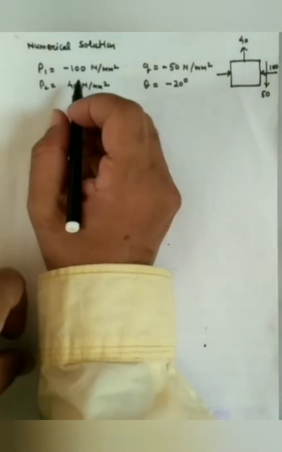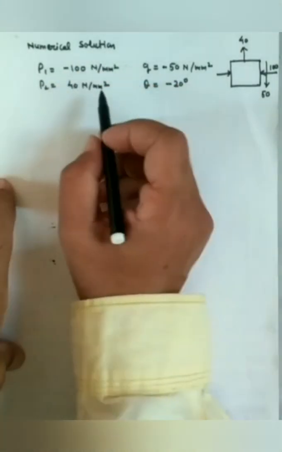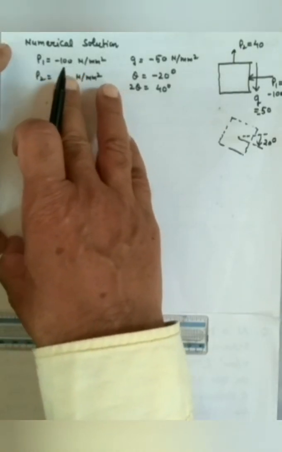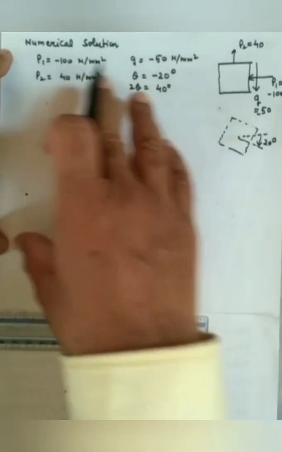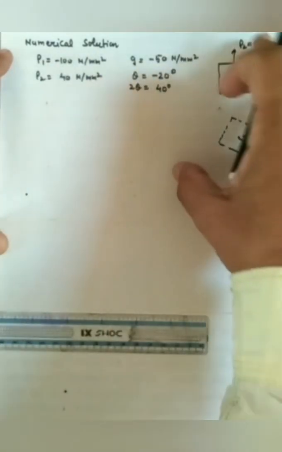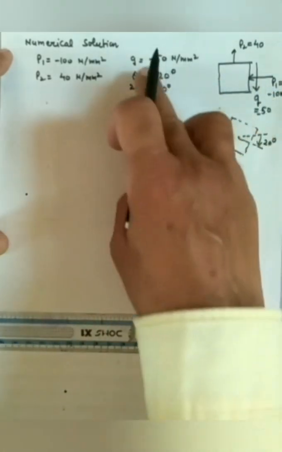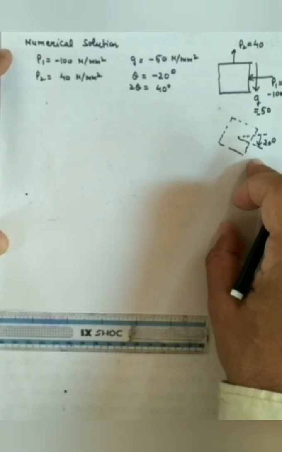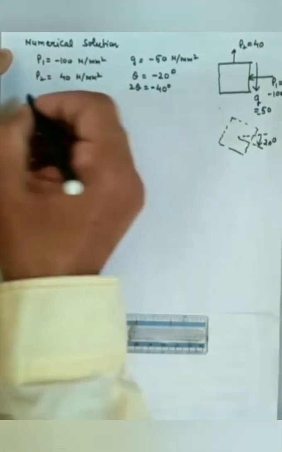So let us now find the numerical solution, that is, by the formula obtained from the transformation equations. So P1 is 100, P2 is 40, Q is 50, and theta is 20 degrees. So 2 theta is 40 degrees. These are the stress conditions: shear stress downward, P1 compressive, P2 tensile, and this rotated element by 20 degrees.